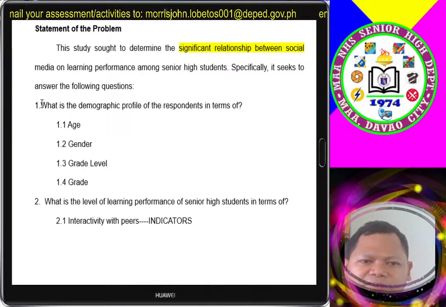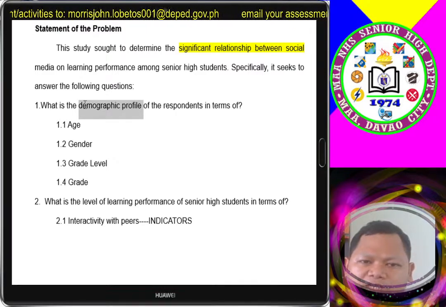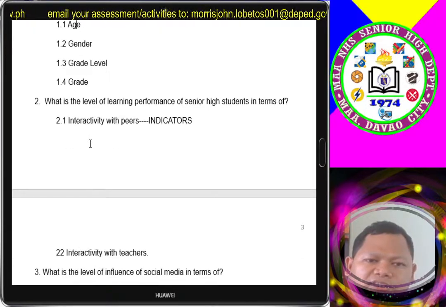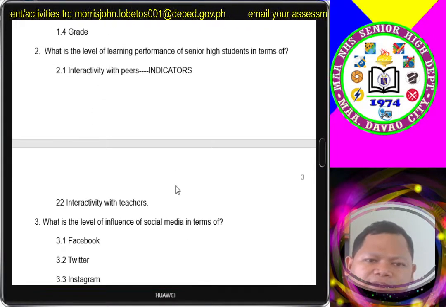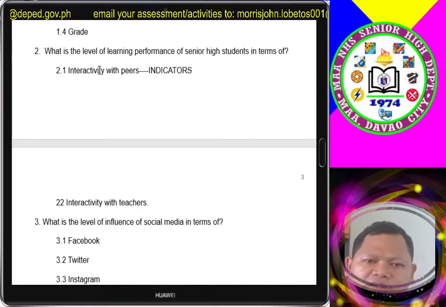Okay, as you can see, it's very specific. Demographic profile, so there's plenty of demographic profile. So you need to clarify what profile you are going to gather from your respondents. Okay, so this is now the age, gender. And number 2, what is the level of learning performance of senior high school students? Okay, so for example, you have here interactivity with peers, interactivity with teachers. So I indicate here indicators. So these are the indicators of your variables.